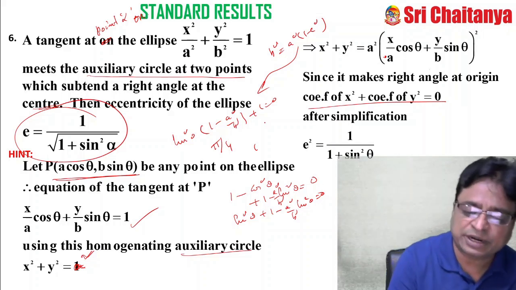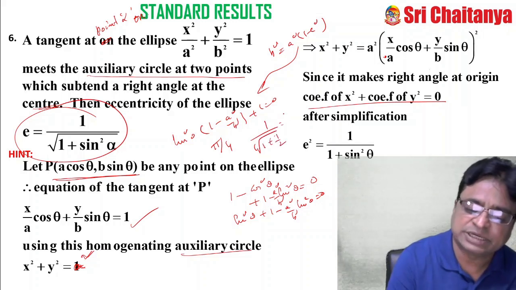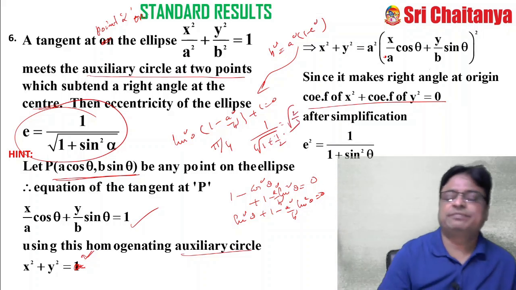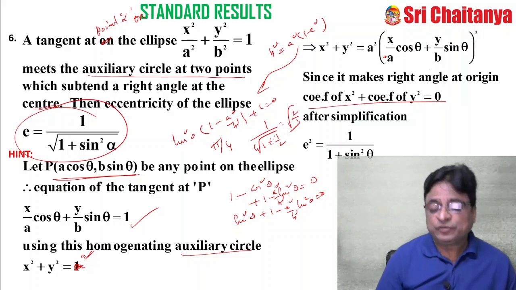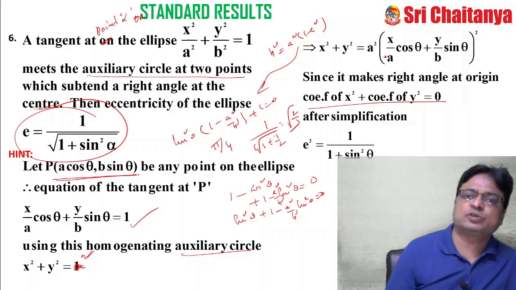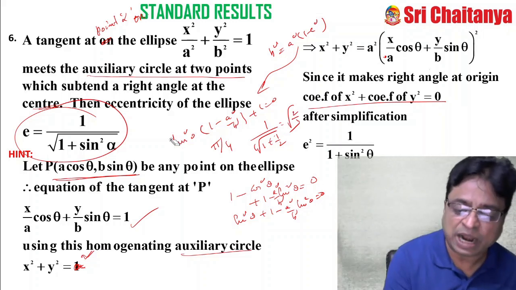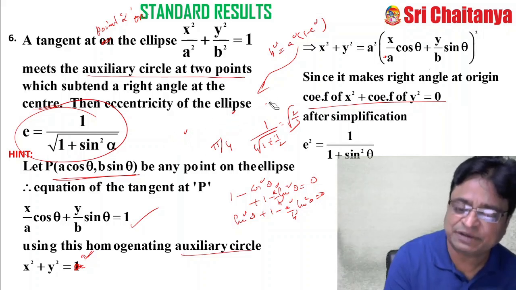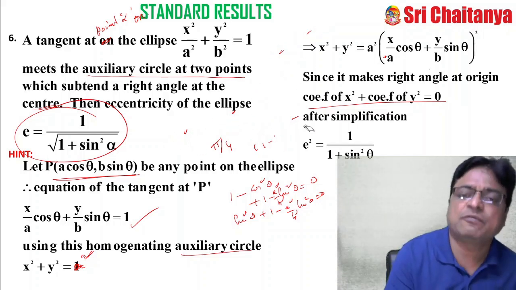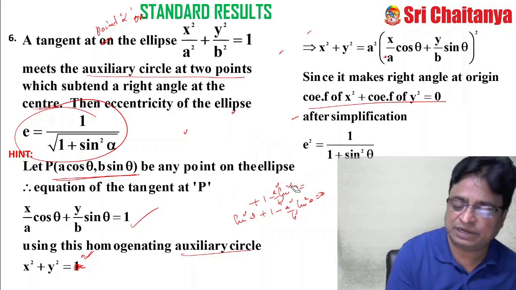So immediately you can write the answer as 1 by root of 1 plus sine square pi by 4, that is 1 by root 2. Therefore the answer is what? This is root 3 by 2 or root of 2 by 3. Enough. You will get the answer like this. So numerical value problems also we can expect, and that problem becomes very easy for you, provided you have practiced this result very carefully.